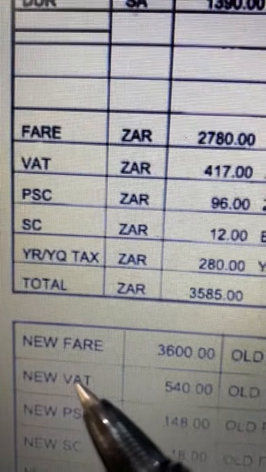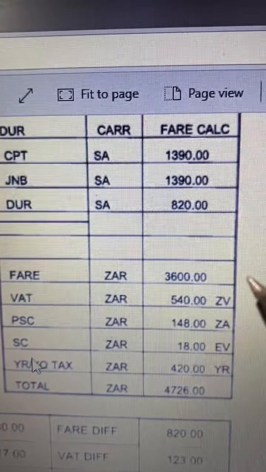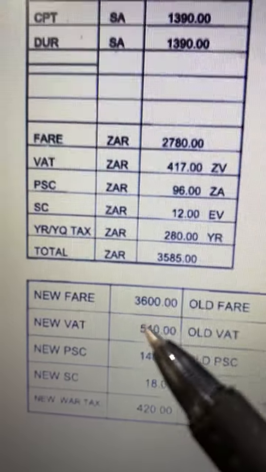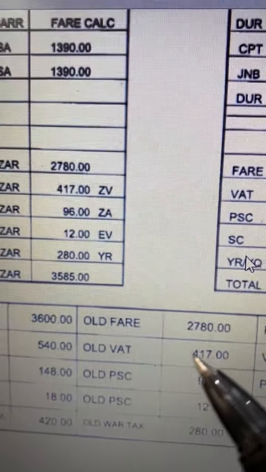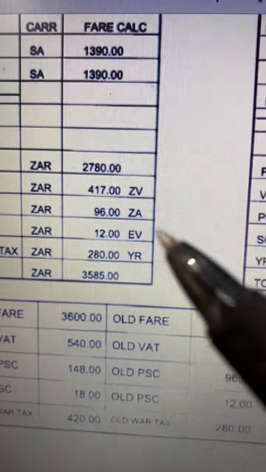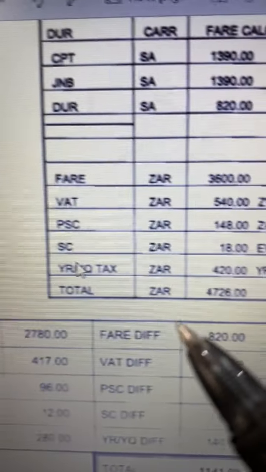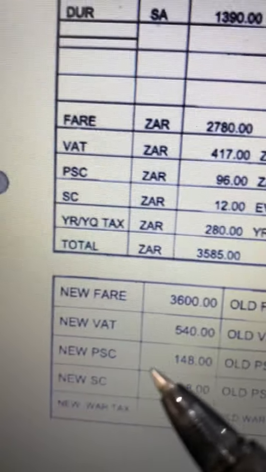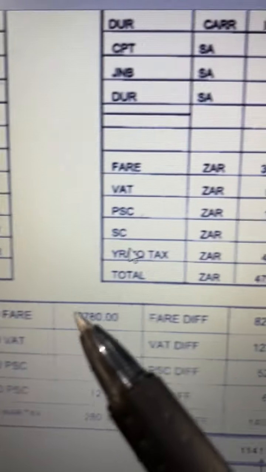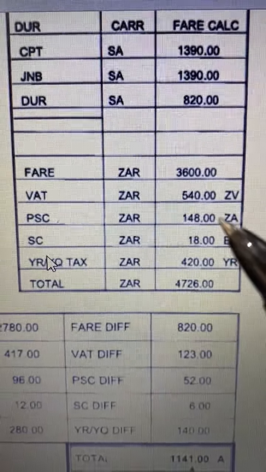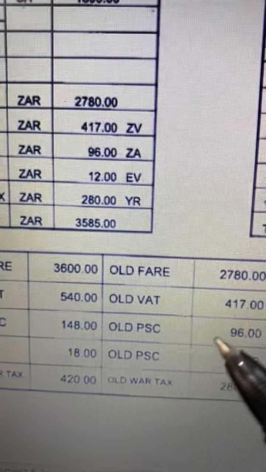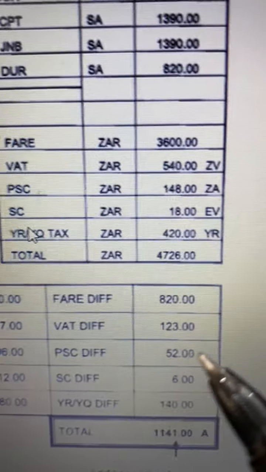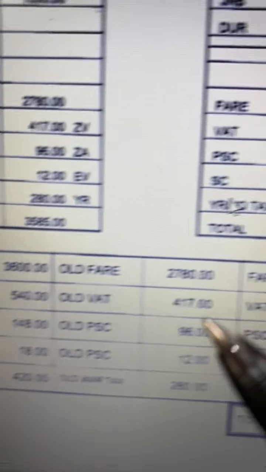Everything. We start with the VAT, the new VAT. There's the new VAT, the 540. We fill in the 540. The old VAT, there is your old VAT. We subtract the two, we get 123. You have the new PSC, 148. We compare it to the old PSC. There's my old PSC from the old fare. Subtract the two, we get 52.